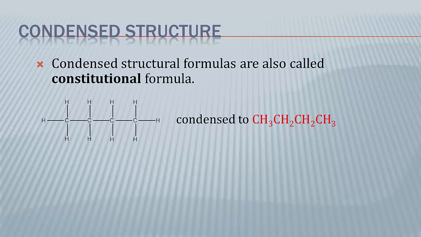So as you can see, what we've done is condense down each section of the molecule as a small group and then join them together. And you can see this is much easier to type on a computer. This molecule here, which is ethanol, would be condensed to CH3, CH2OH.